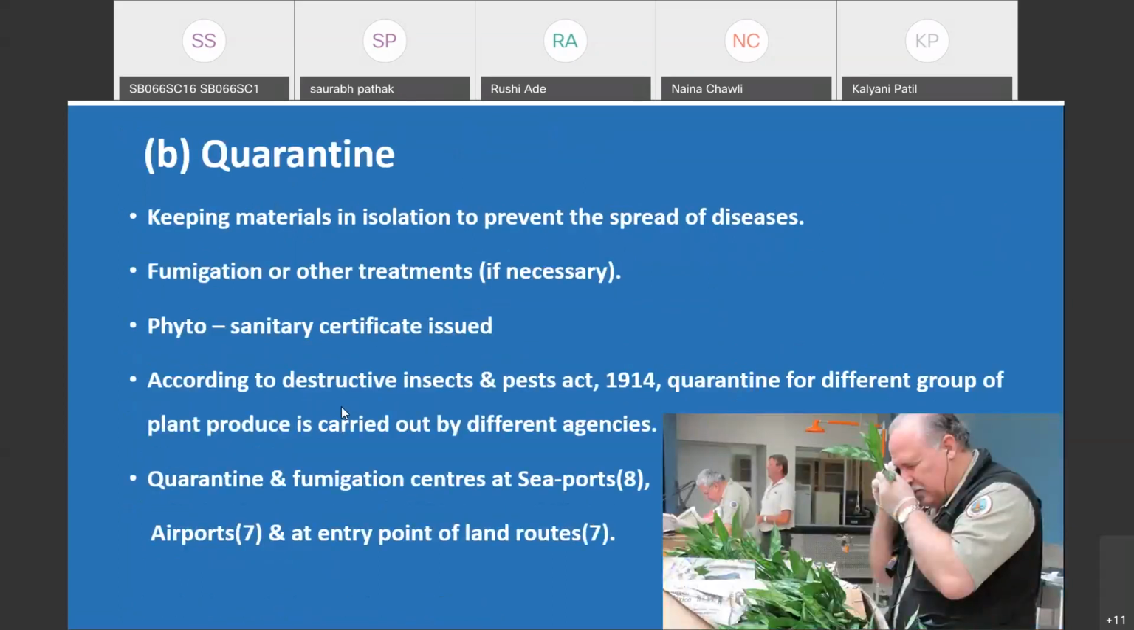Then quarantine. Okay, all the students are aware of the terminology quarantine.